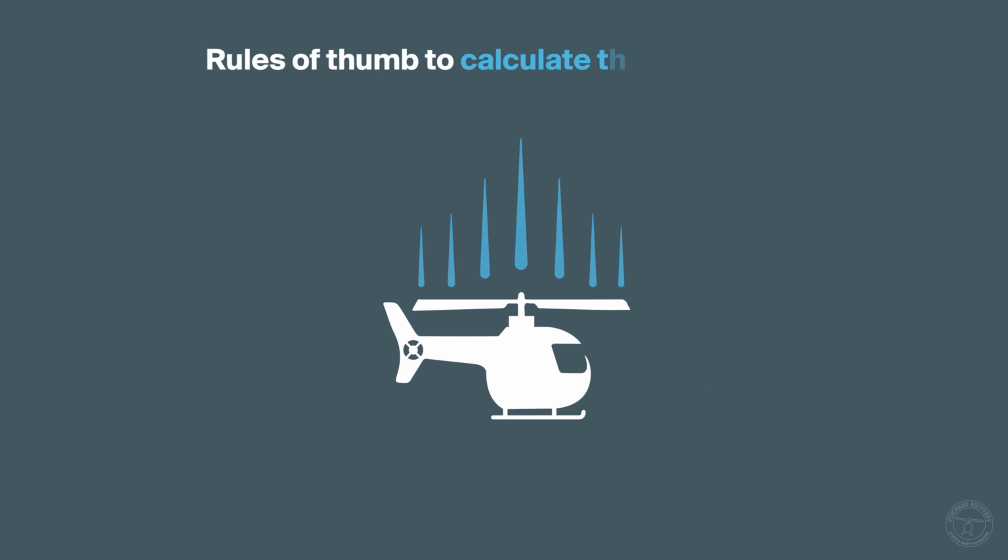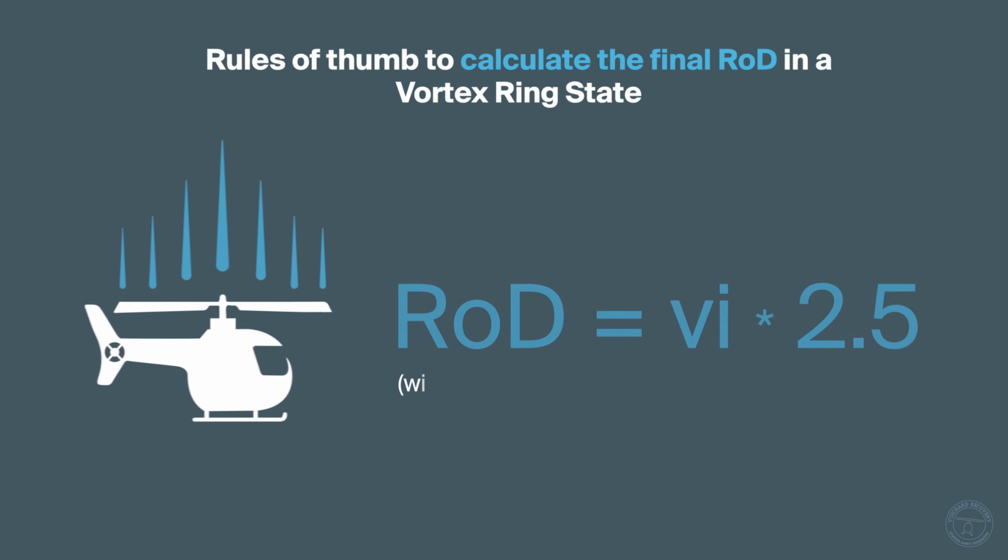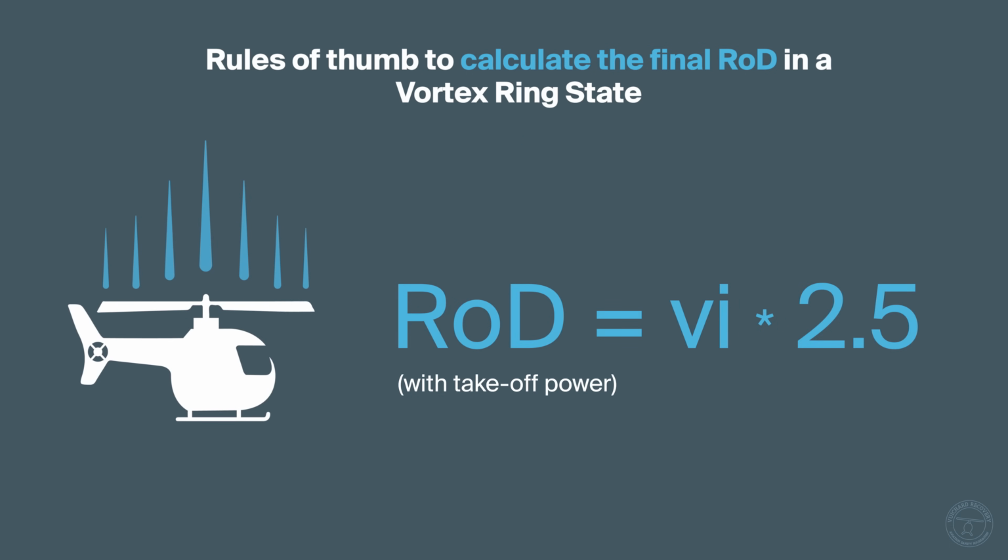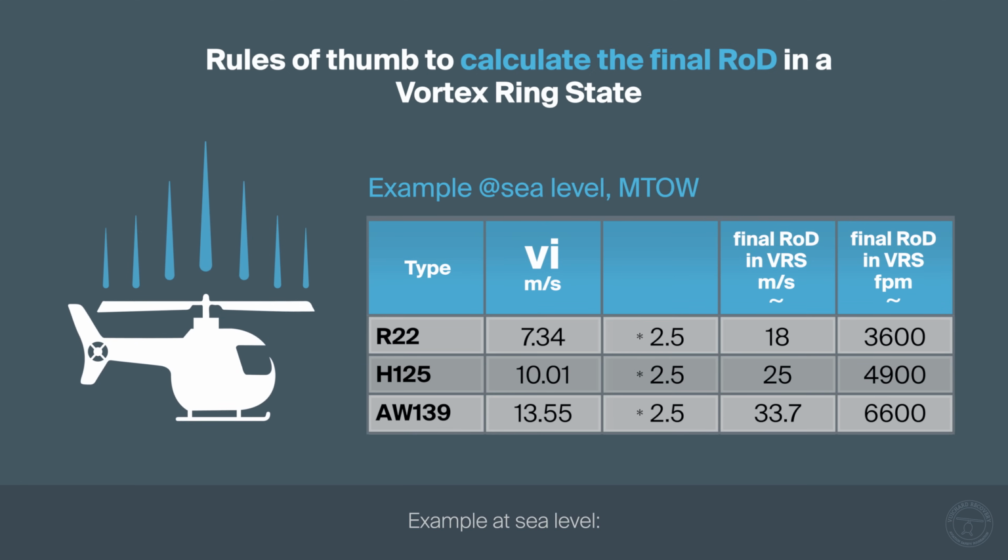Rules of thumb to calculate the final rate of descent in a vortex ring state. Rate of descent equals induced velocity multiplied by 2.5. Example at sea level, maximum takeoff mass.